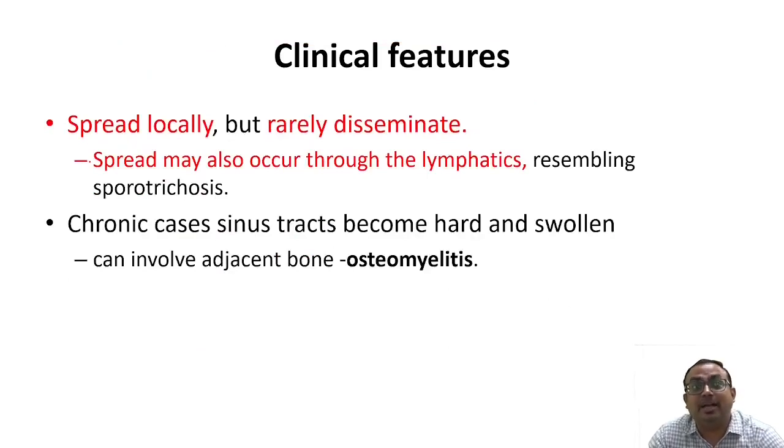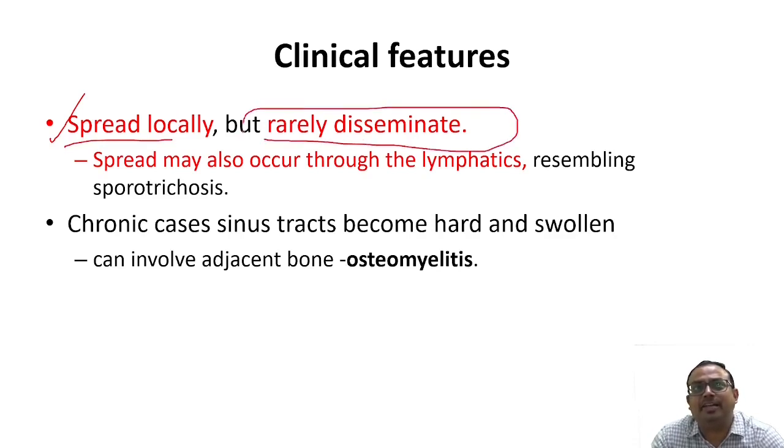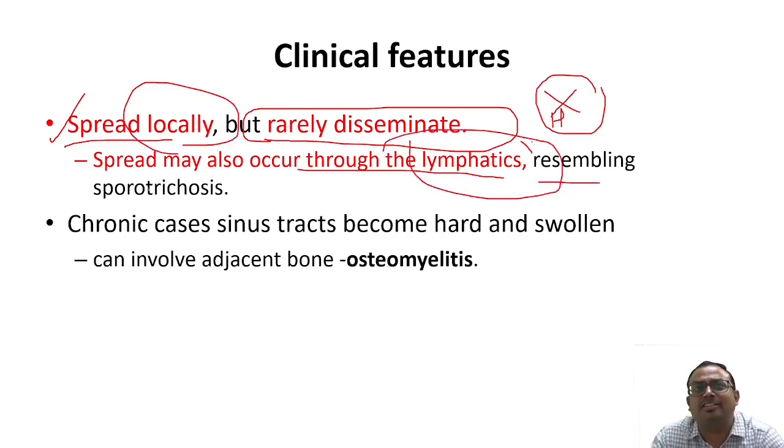So let's see about the spread. This condition spreads locally. It involves the dermis and subcutaneous tissue, but it rarely disseminates. If it spreads, it spreads through lymphatics, and it rarely spreads hematogenously. Hematogenous spread has been discussed by some researchers, but it is rare. It closely resembles the other subcutaneous mycosis, that is sporotrichiosis. This is also important, and we will be discussing it some other day.